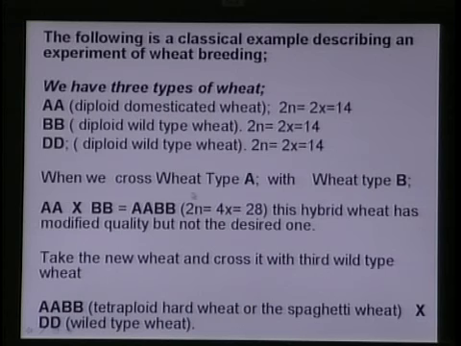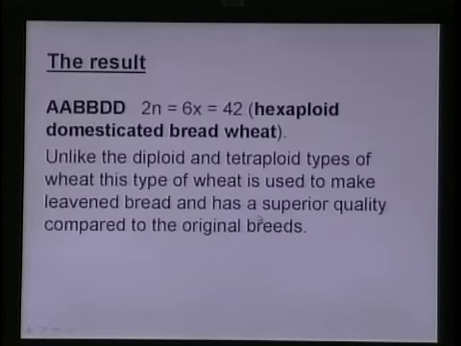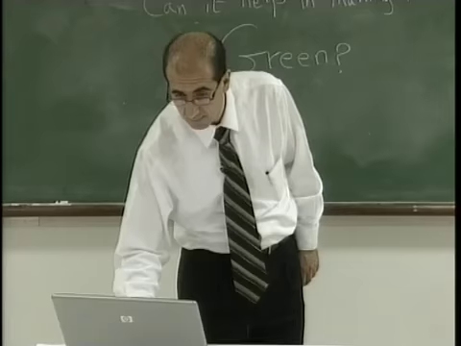When we cross two types of wheat, A with B, we get AABB, which is a tetraploid type of wheat containing 28 chromosomes. It has a modified quality, but not the desired one. So we take this type, the tetraploid wheat, and cross it with the third type of wheat, which is DD. Now we get 42 chromosomes. This is called hexaploid domesticated wheat. Unlike the diploid and tetraploid types of wheat, this type of wheat is used to make leavened bread and has a superior quality compared to the original breeds.